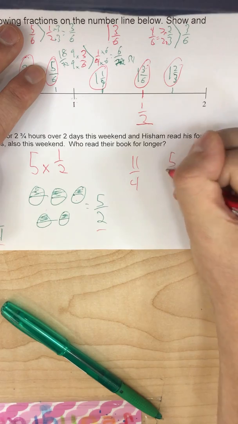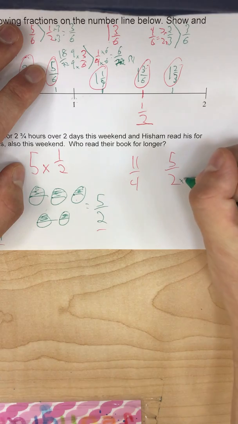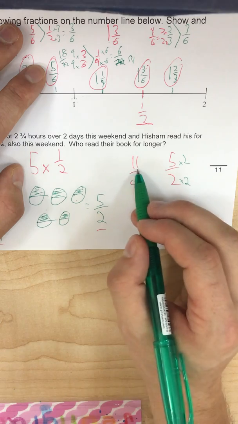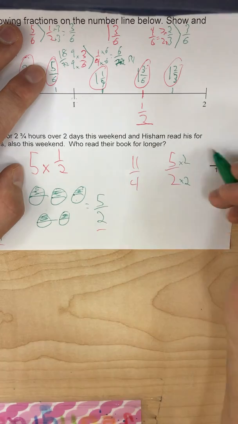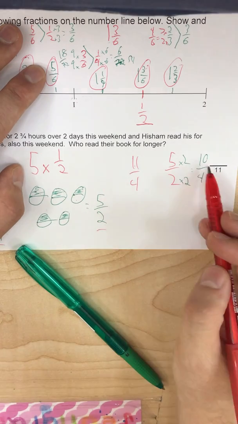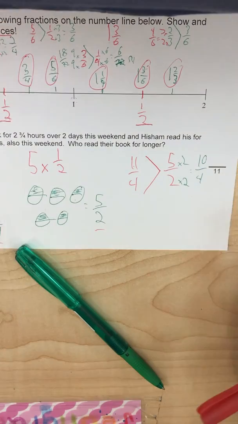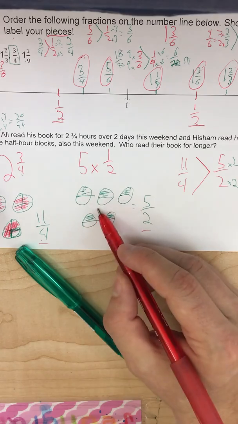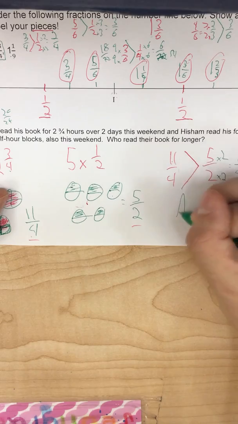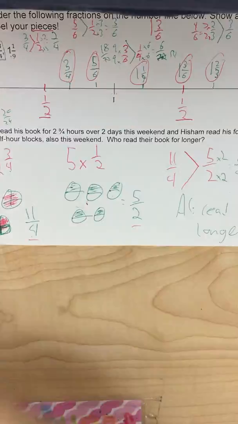and 5 over 2. We should know by now that we cannot compare these two numbers until they have the same denominator. So we're going to multiply this by 2. Do not divide this by 2. We cannot divide odd numbers by 2. We might be tempted to, but you have to multiply this by 2. It's going to be 10 over 4. All right? Now looking at 11 over 4 or 10 over 4, 11 over 4 is greater than that. Right? So what I was looking for is some sort of representation, some sort of math, and an acknowledgement that Ali read longer. All right?